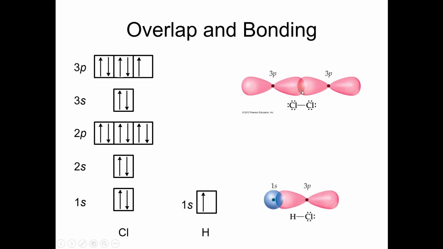And you can imagine overlap between atoms of two different elements. And so here is a 3p orbital for chlorine that's only half filled, and a 1s orbital for hydrogen that is only half filled. And so these can overlap and give you a shared pair of electrons and a hydrogen-chlorine bond.